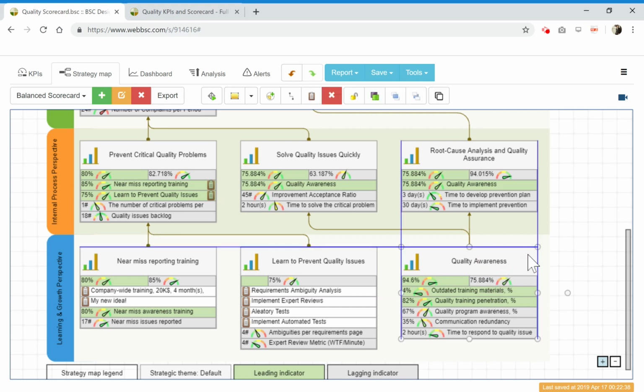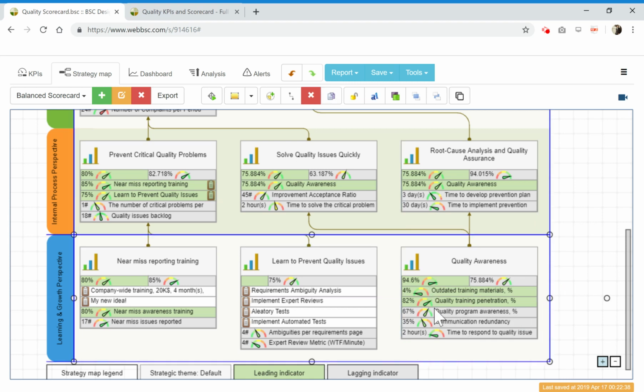We have quality awareness. So to ensure that people know how to deal with quality, we do some training, and we support this training with training materials. So we make sure that training materials are up to date, and we make sure that training is actually delivered to the right persons. So this is our leading part. And the lagging part is that we actually, for example, do some short exam or some tests to make sure that people actually are aware of this quality program.